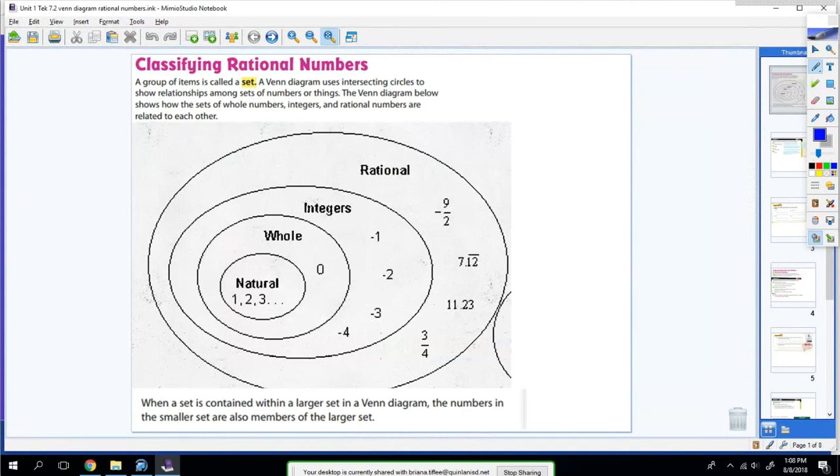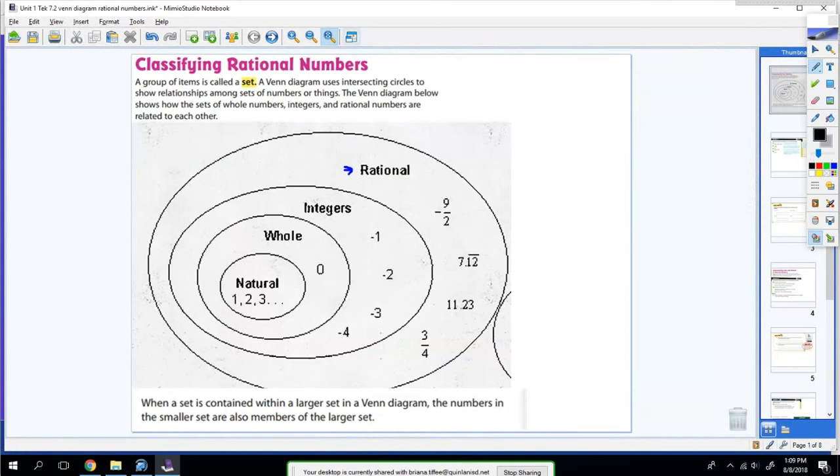Okay, so today we're going to be classifying rational numbers. When it means to classify a number, it means to identify where they belong. Like, is a number rational? Is it also an integer or a whole or a natural? To be able to do this, you got to understand what a rational number is. A rational number is actually any number that you've seen so far, except pi.